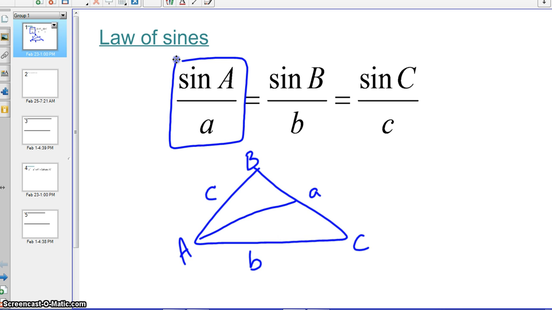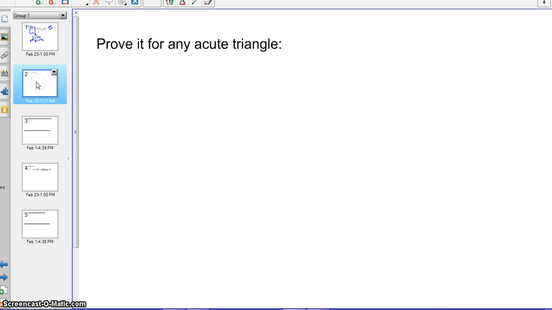We are going to use the law of sines when we are given angle, angle, side, angle. But we have enough information to set up the proper proportion. First, one of the things we'd like you to do for tomorrow is prove that the law of sines works for any acute triangle. So you can draw in an altitude and work on that proof for tomorrow.